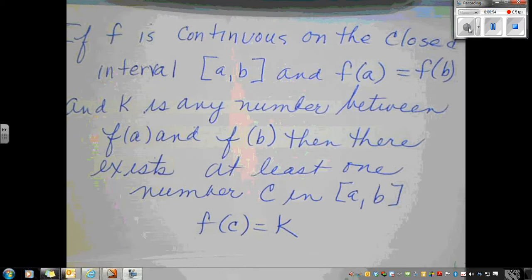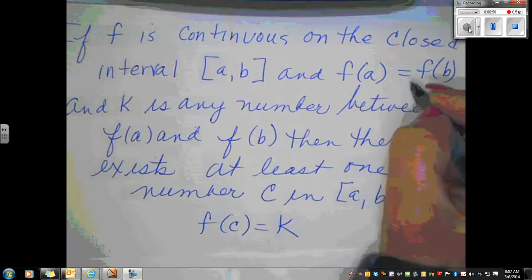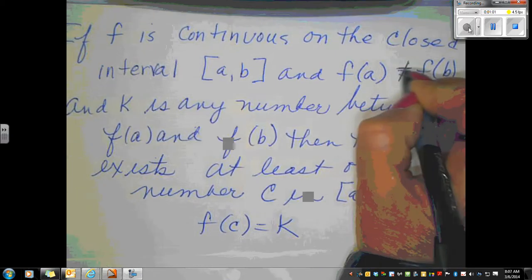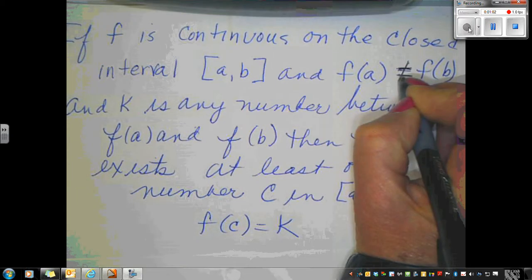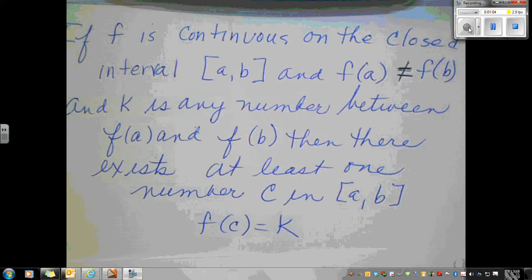It can't equal, right, it doesn't equal. And if f of a does not equal f of b, and k is any number in between f of a and f of b, then there exists at least one number c in a to b where f of c equals k.